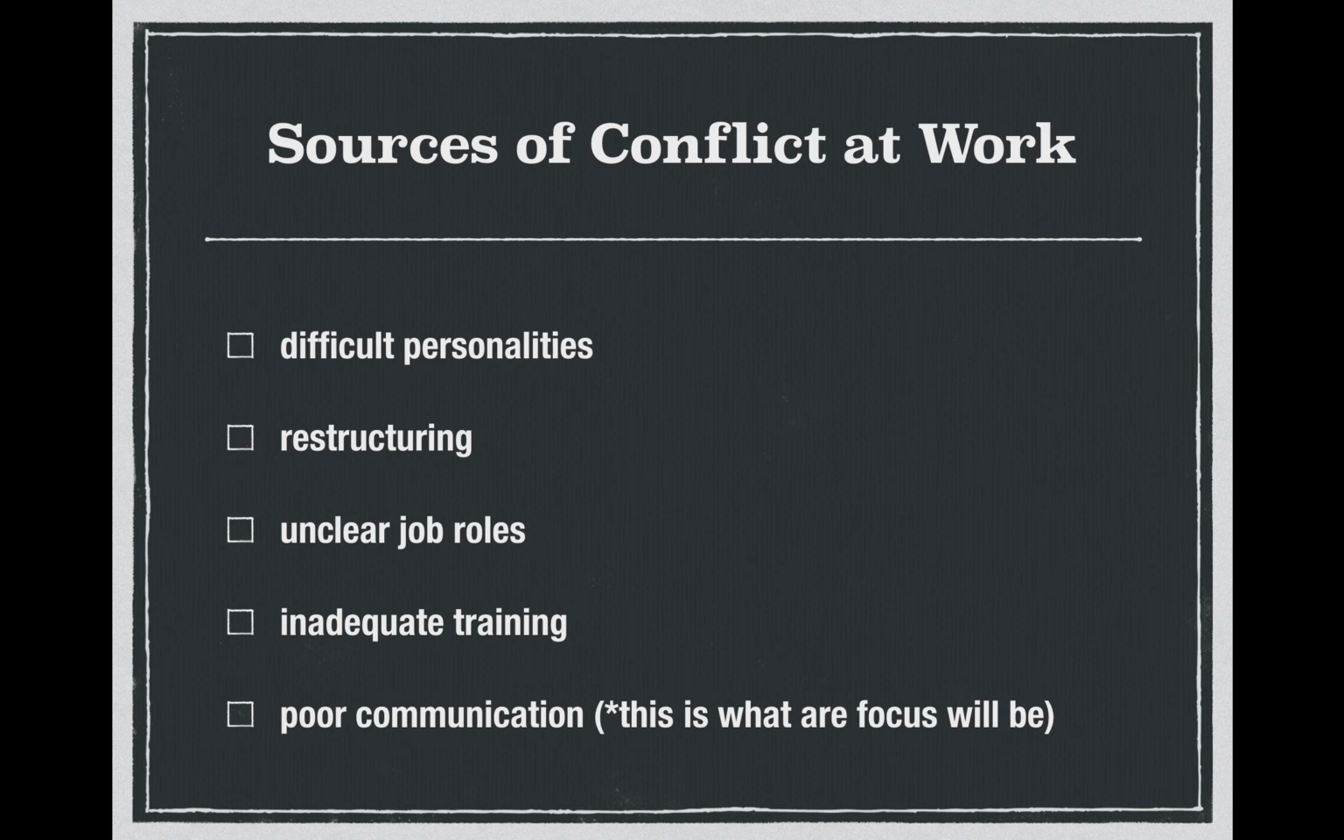People are afraid. The next source is unclear job roles. So if John doesn't know what Bob is supposed to be doing, they could be stepping on each other's toes, which is causing conflict. The next source is inadequate training. When you don't know what you're supposed to be doing at your job, it can cause conflict with your coworkers, your supervisor. And the last one is poor communication can cause conflict. So that's what we're going to focus on when it comes down to using that tool.